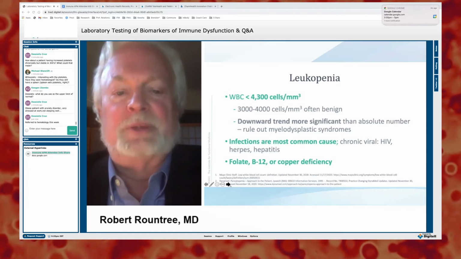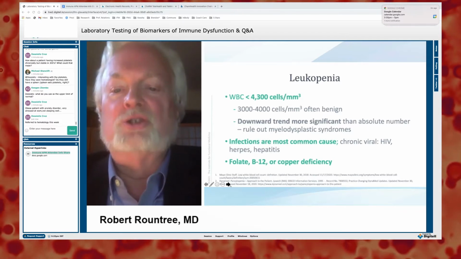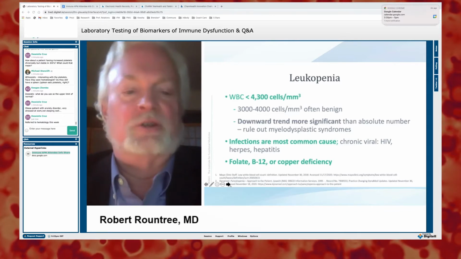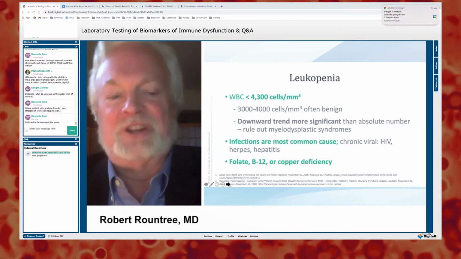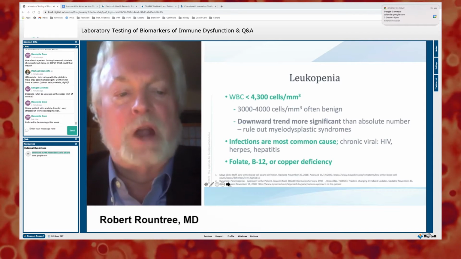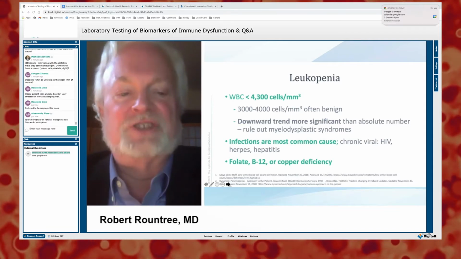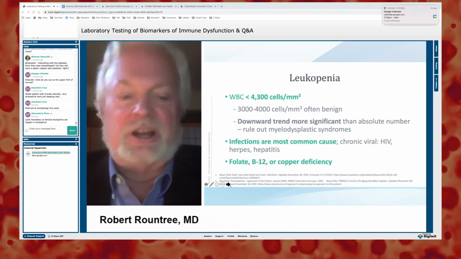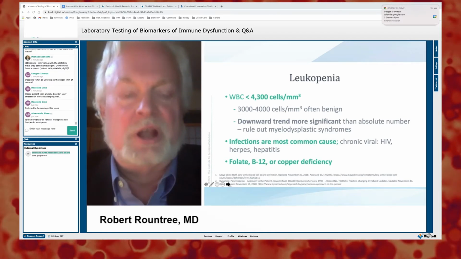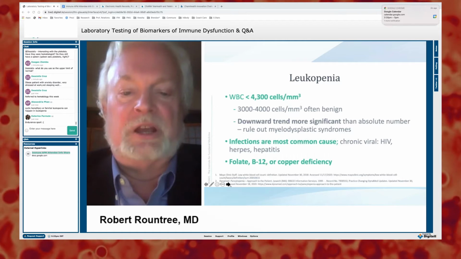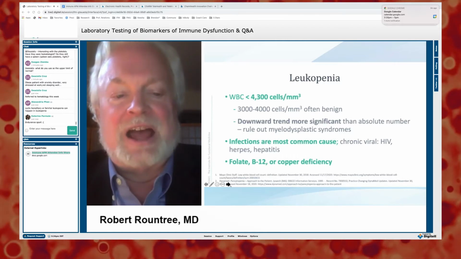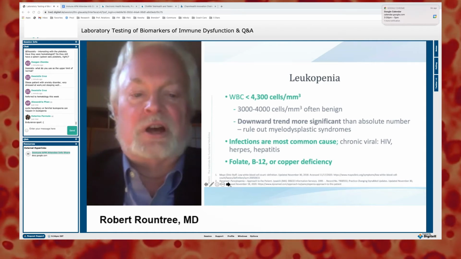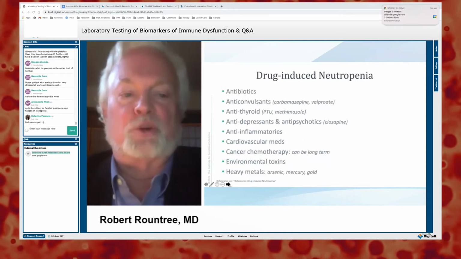What are the most common causes of these acute drops? Usually it's a viral infection, especially HIV, herpes, so you need to do more of a workup there. Hepatitis can do it. More rarely, folic acid deficiency, B12, or copper deficiency. I can't honestly tell you that I've ever seen that in my practice. I still check for these things with leukopenia, just in case, but I have not seen that commonly. I'm sure it exists, but just not in my particular clinical practice.